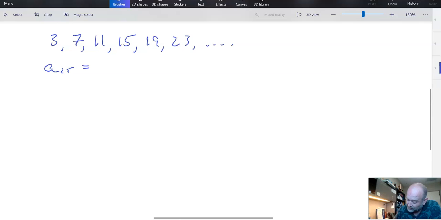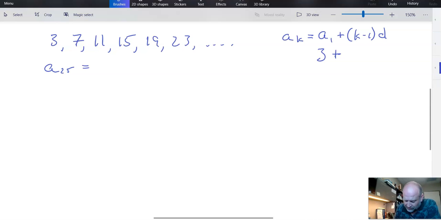Again, what we do know is that a_k, any term in this, is going to be the first term plus k minus 1 times the common difference, right? So let's see, the first term we know. We know the first term is 3. Now we need the common difference. Well, we find that by picking any number on this list and subtracting the number before it, right? You should get the same answer every time.